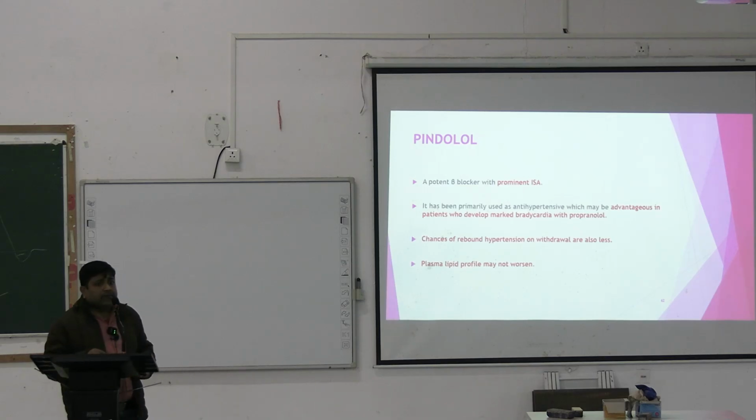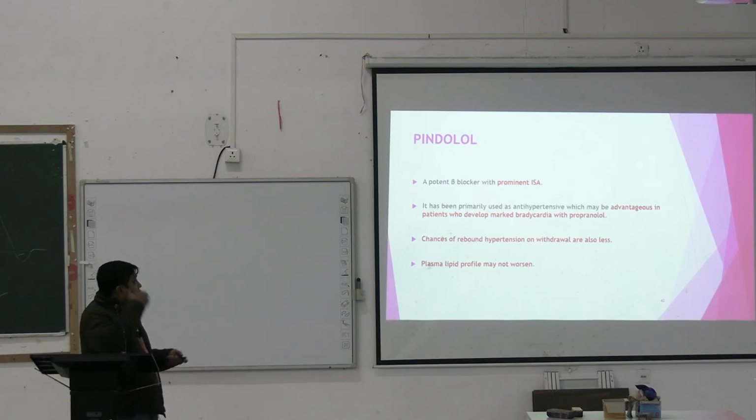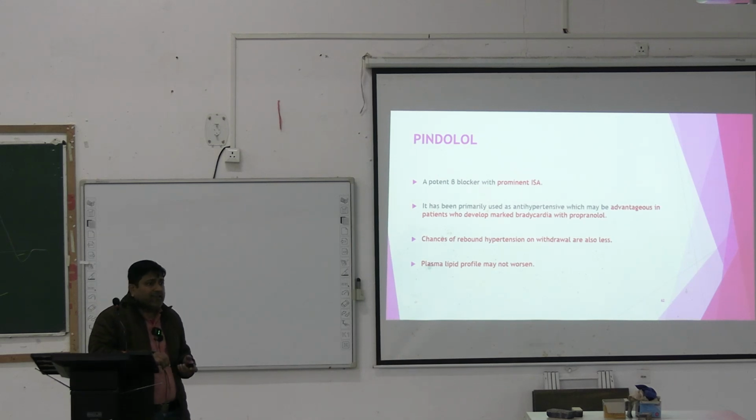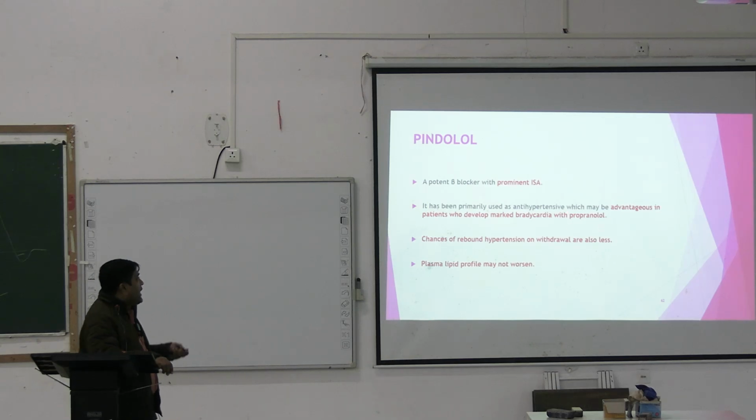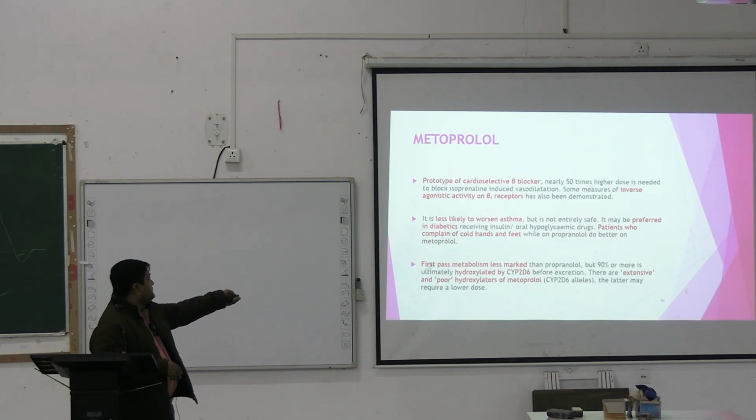Pindolol is a beta blocker with prominent intrinsic sympathomimetic activity. Advantages in patients who develop marked bradycardia on beta blockers with propranolol. Chances of rebound hypertension on withdrawal are also less. Plasma lipid profile generally does not worsen.